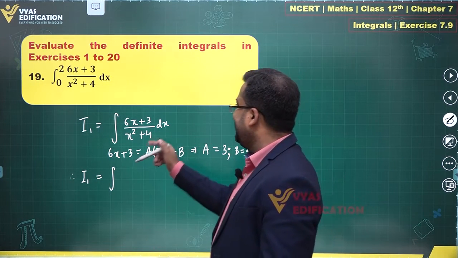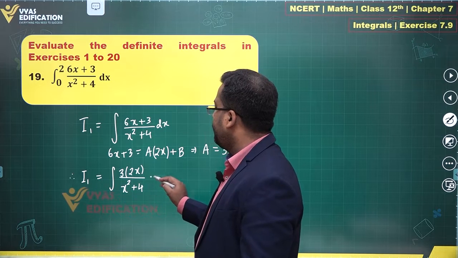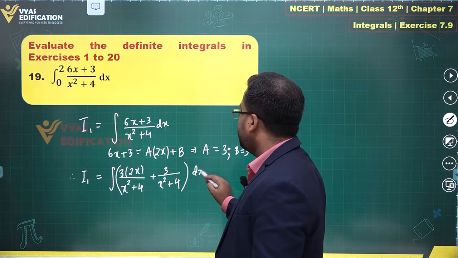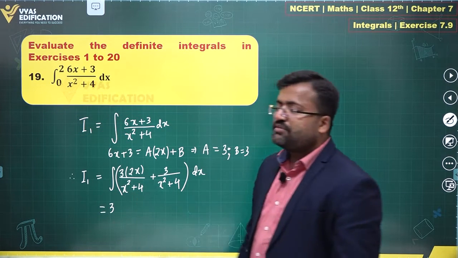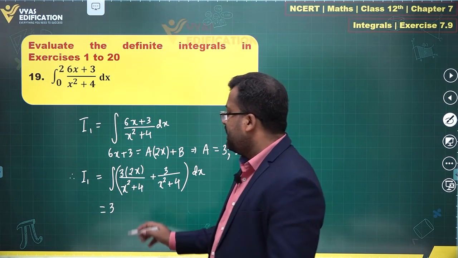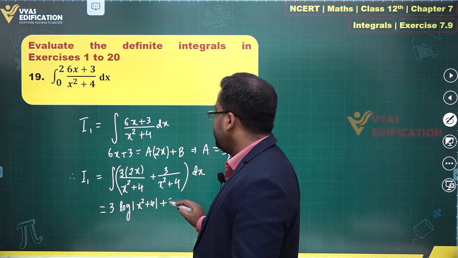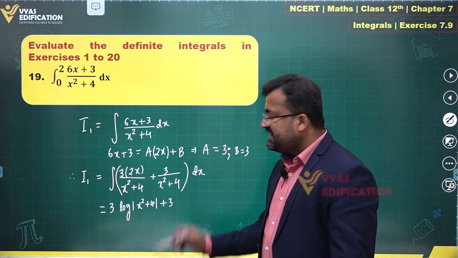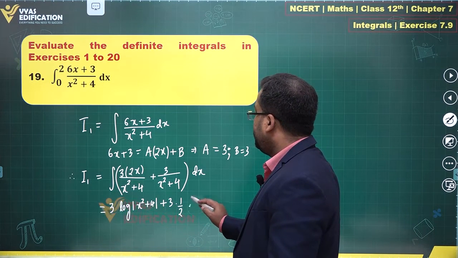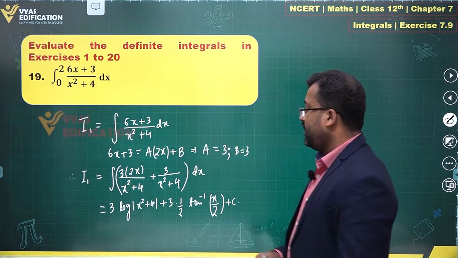the integral of 3 times 2x upon x square plus 4, plus 3 upon x square plus 4. These are the two terms, dx. And in the first one, if you substitute x square plus 4 as t, then 2x dx becomes dt. So this is dt upon t, which is log, the integral will be log mod t. Plus this 3 remains as it is. You have x square plus a square in the denominator, dx upon x square plus a square, which is 1 upon a tan inverse x by a plus constant. This is what you have, right? Yes.